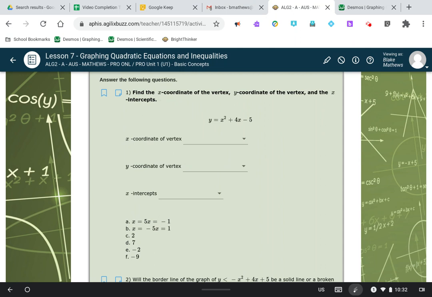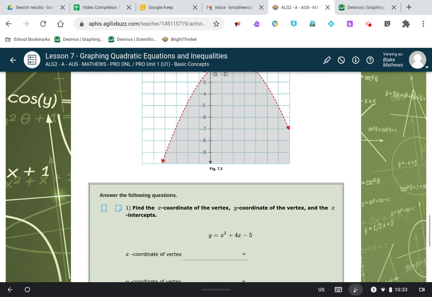I know they say the x-intercepts, but it looks like you can only choose one option. So I guess choose whatever option is actually on the graph. I'm not really sure I understand what is up with that, but I think you'll be fine on that. So let's jump down here. That's what they're having us do on number 1.